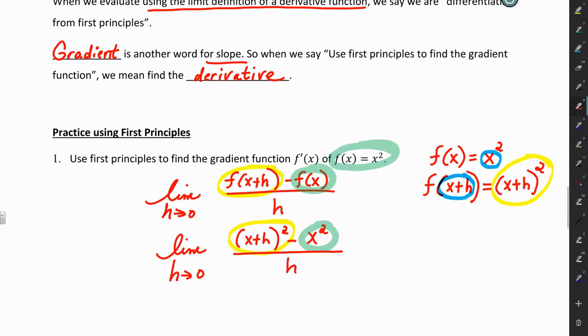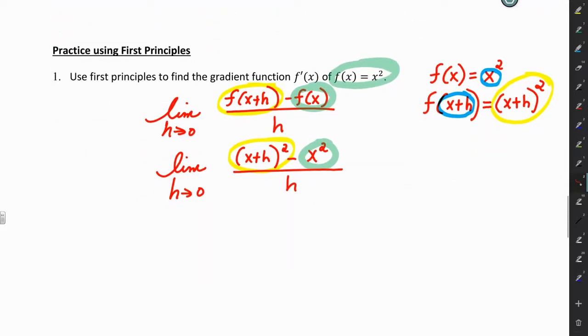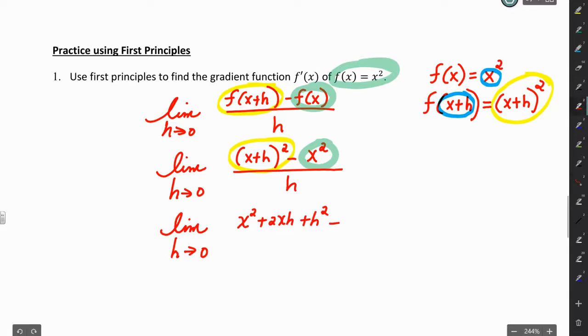Now you can see that if I take the value for h as h approaches 0 and put it into this function, I'm going to get 0 in the denominator. So I have to do a little bit more work before I can use any kind of substitution. So I'm going to expand x plus h squared, then subtract x squared, put it all over h, and continue to simplify.